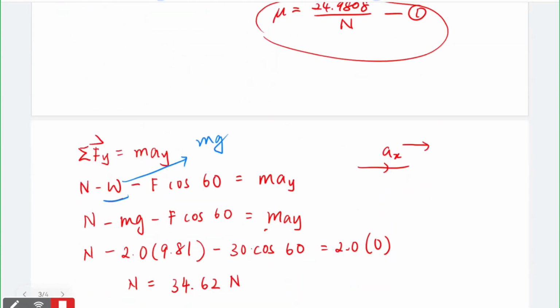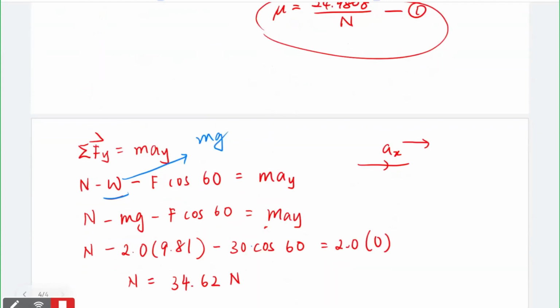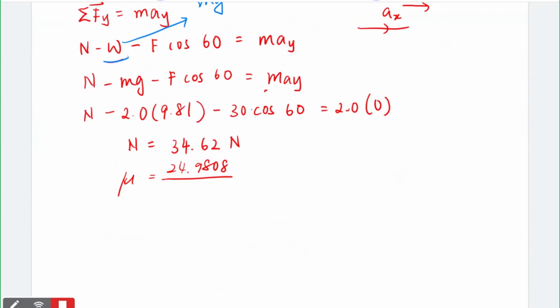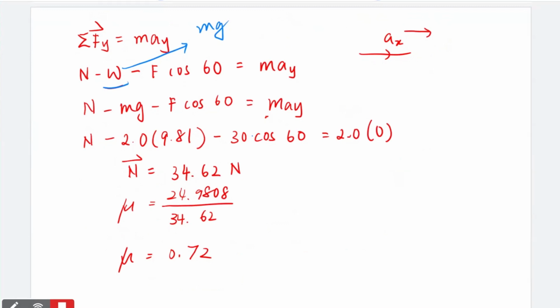So the coefficient of friction mu equals 24.9808 divided by our normal force, 34.68, and we get mu equals 0.72. Note that mu is the coefficient of friction. It doesn't represent the friction force itself, so it doesn't have any units. The answer is just 0.72 without any units. Okay, that's all for today. Thank you so much.